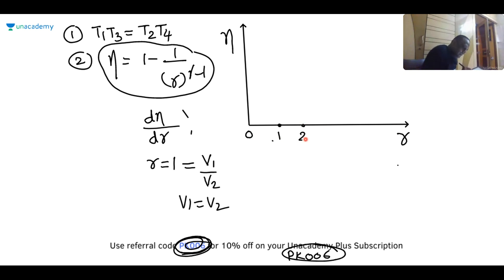R is 2. R is 3. R is 4, R is 5, R is 6, so on and so forth. So I am increasing R.